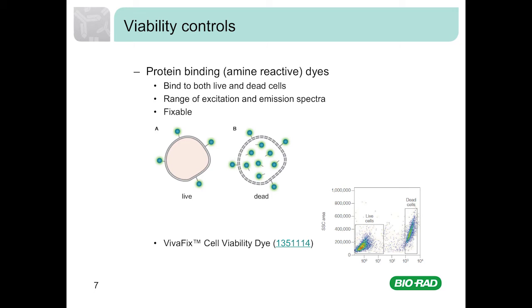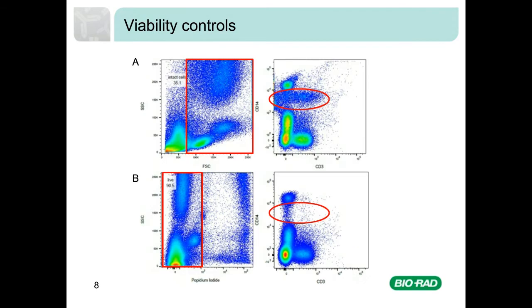An example of how important viability dyes can be is shown on this slide. In the top panel of human peripheral blood, a gate on the forward and side scatter has been used to exclude debris and dead cells. However, there appears to be a population of CD14 positive cells, some of which are CD3 positive, shown in the red circle. When propidium iodide is used to exclude the dead cells, this population disappears.